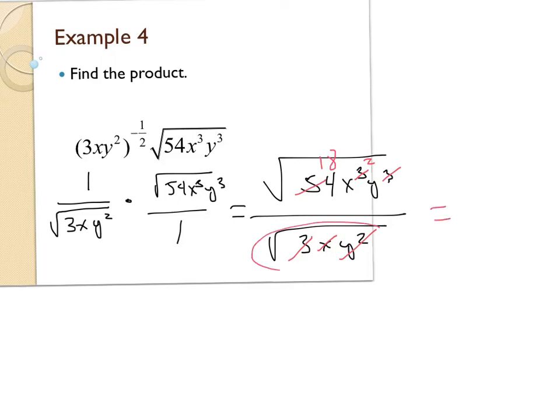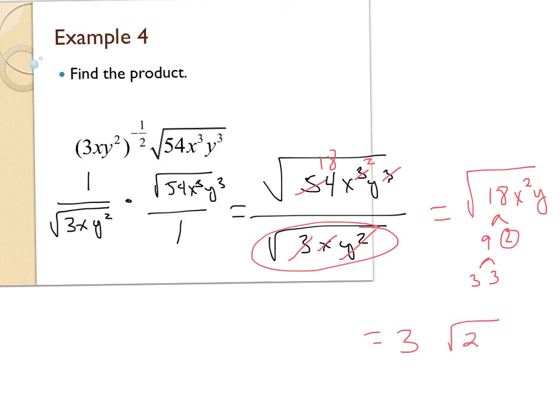Notice what was nice about this is everything in the bottom just canceled out. And so I'm left with the square root of 18x squared y. So I look at the 18, there's a 9 and a 2, a 3 and a 3. I'm looking for groups of 2. So that means I can pull out a 3. I got a 2 left over on the inside. I know the y I can't do anything with, so it would just be y. And the square root of x squared is x.